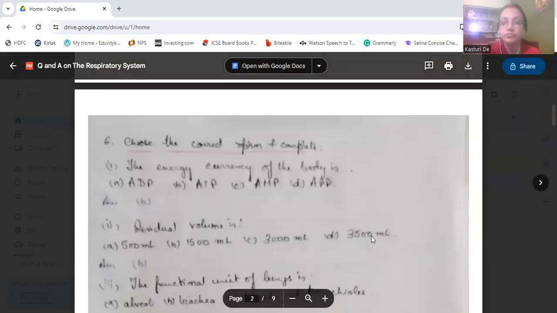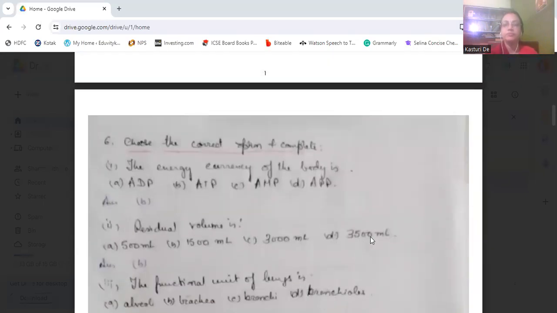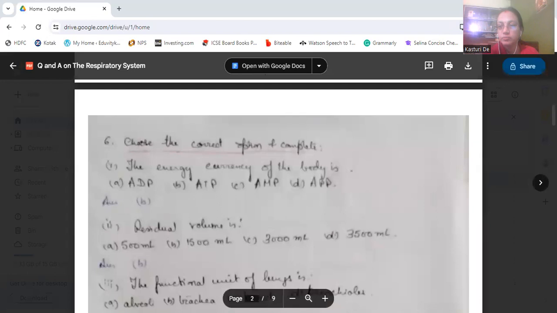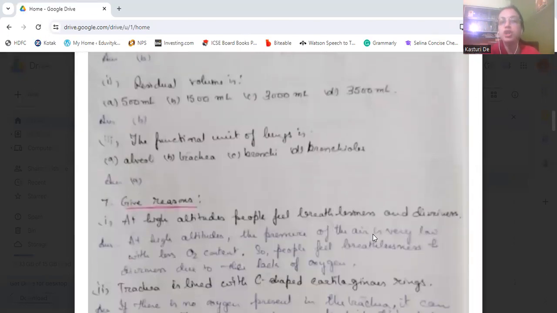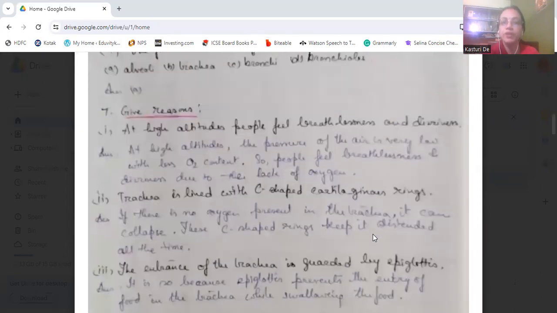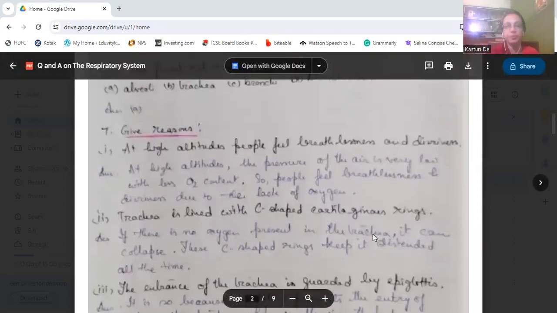Then choose the correct option and complete. The energy currency of the body is ATP. Residual volume is 1,500 ml. The functional unit of the lungs is alveoli.